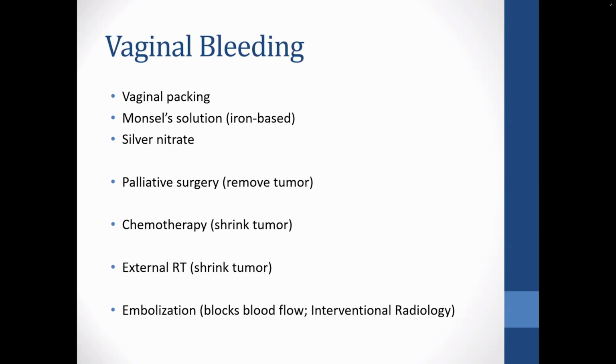Vaginal bleeding can be managed with vaginal packing, Monsel's solution, or silver nitrate. Palliative surgery may be recommended. Again, chemo and or radiation can shrink tumors and stop bleeding. Embolization may be utilized. This is where an artery or a vessel is blocked so that the blood flow does not result in bleeding. And this is typically performed by interventional radiology.